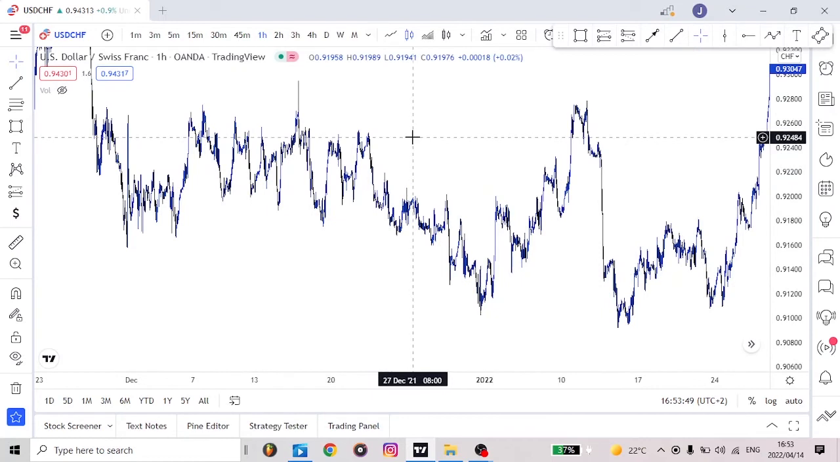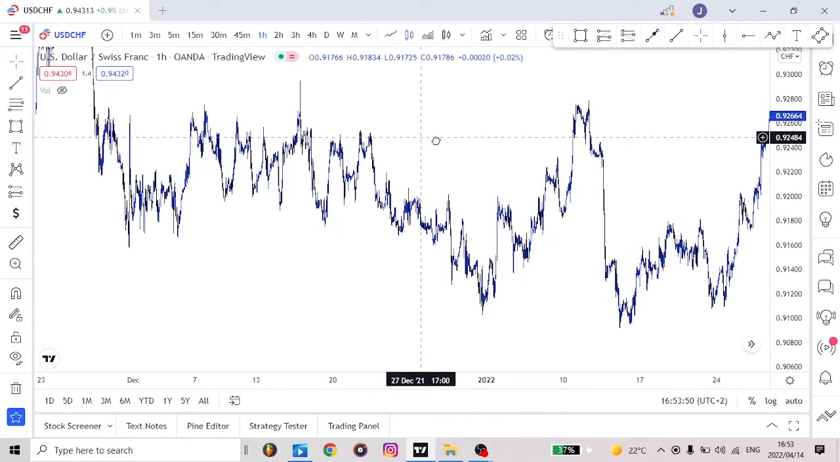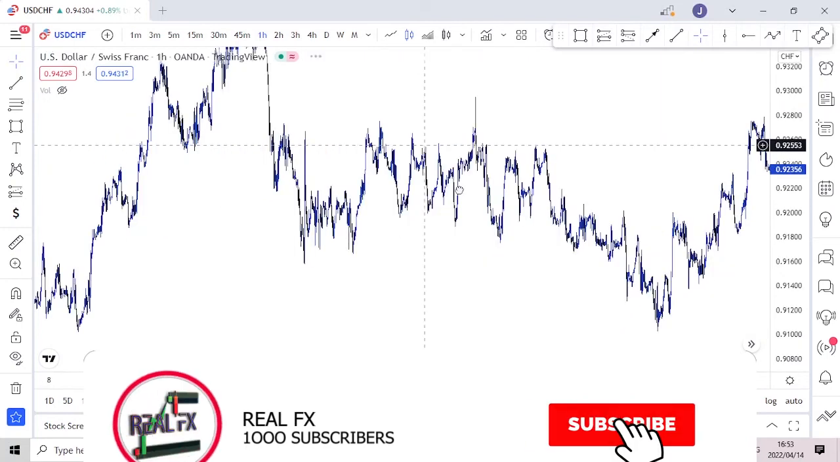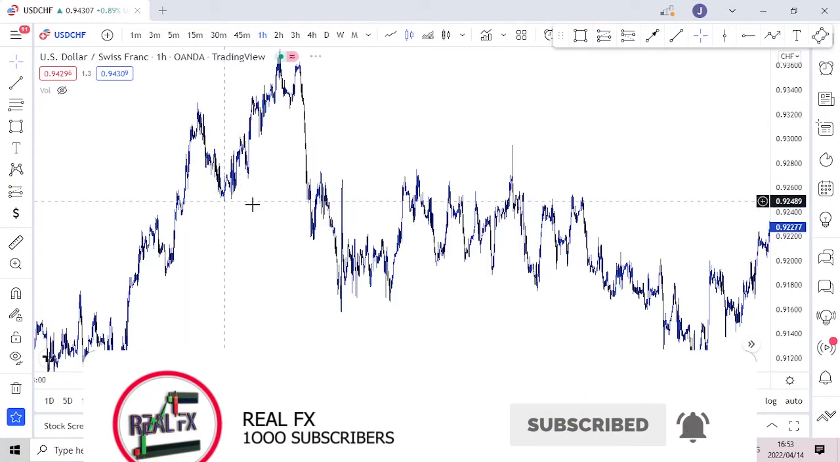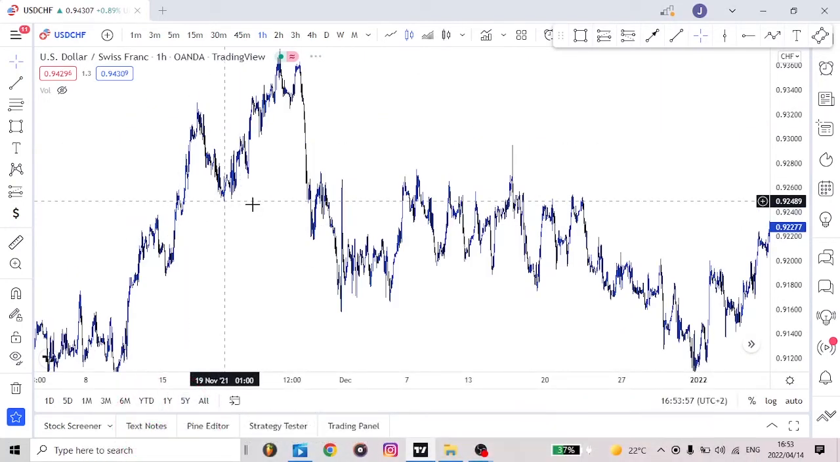Let's try to spot some change of character here. Let's look at this market. As you can see here, we've been going up, pushing all the way to the upside, and then here is a change of character. It's a really clear change of character.